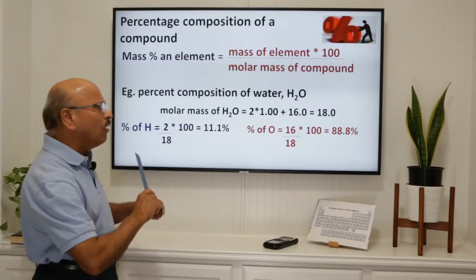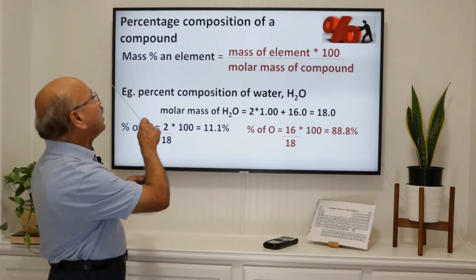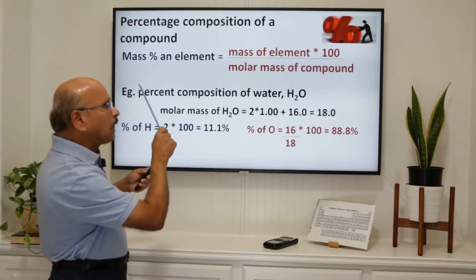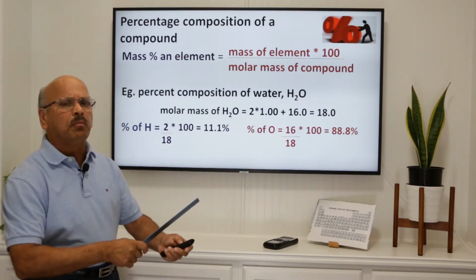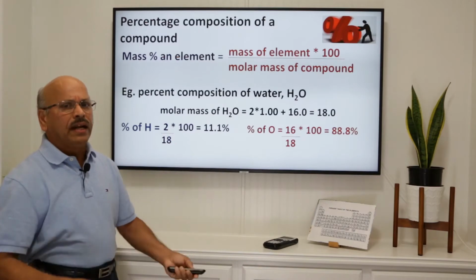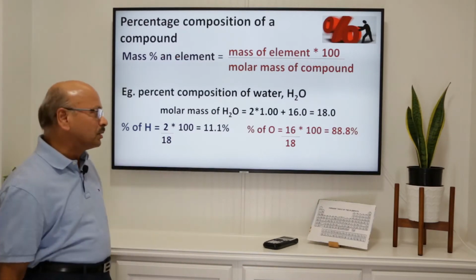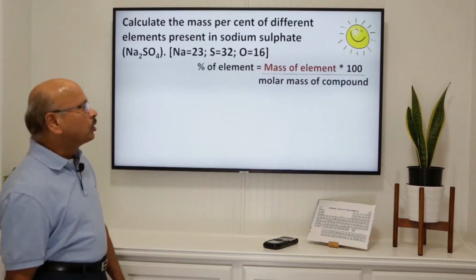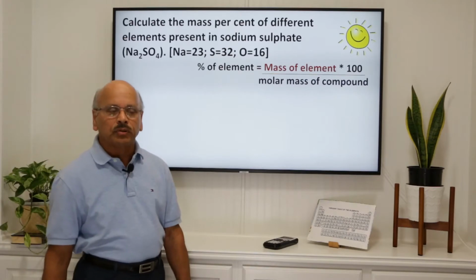If you state all the percentages in a compound, we call it the percent composition of the compound. And if all the percent compositions are added together, you should get what? 100. So that's the idea of the percentage. Okay, let's look at a particular question from your textbook.